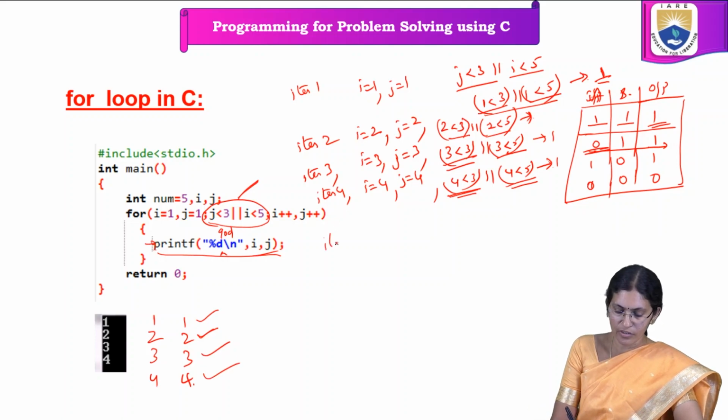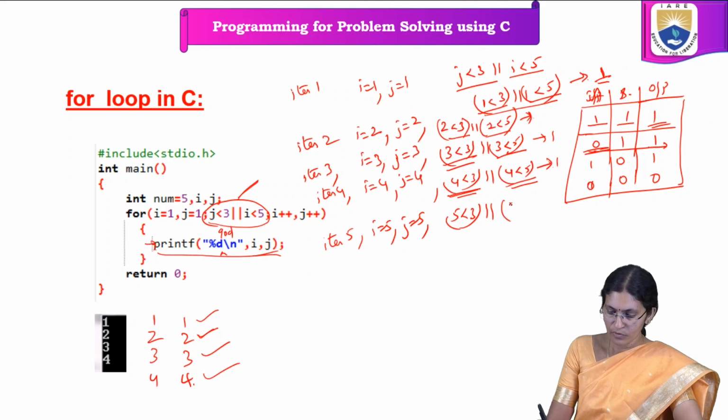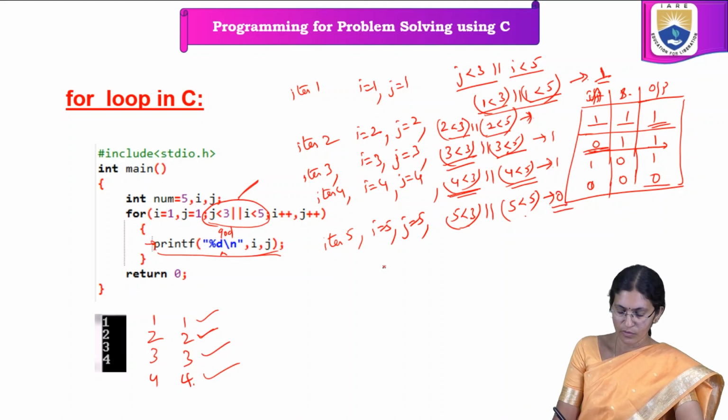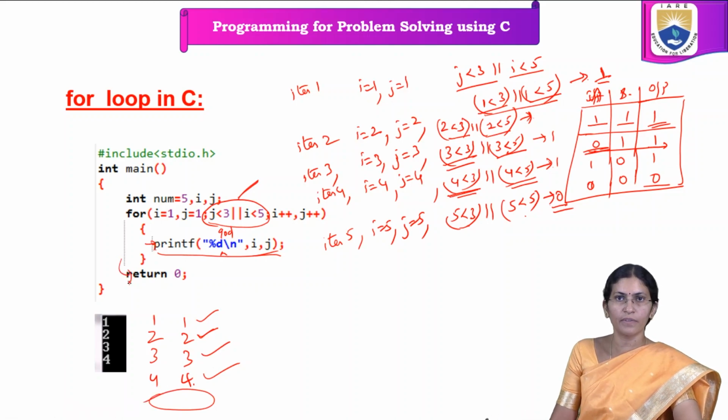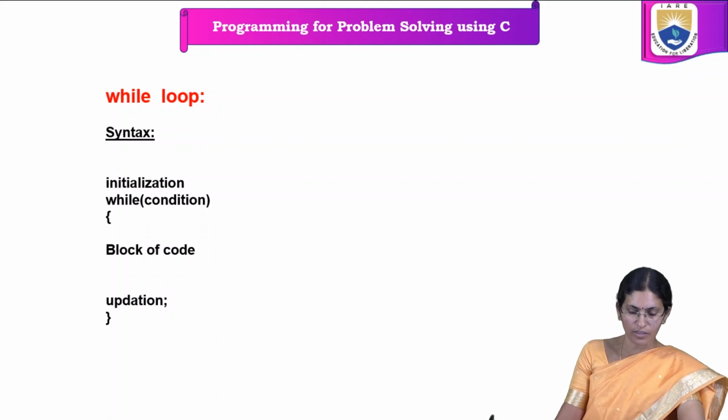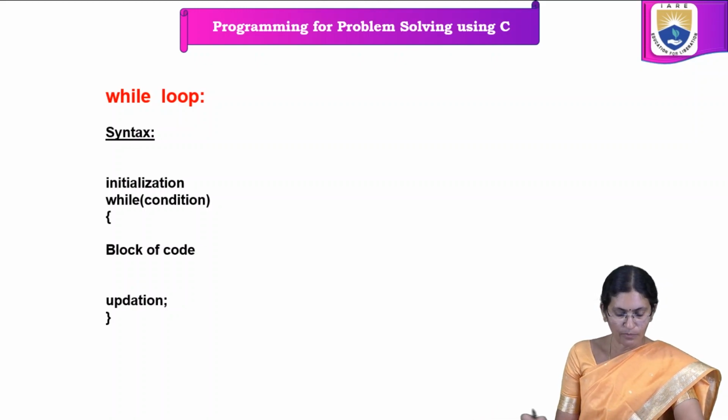Now in the next iteration, iteration 5, i is equal to 5 and j is equal to 5. So 5 less than 3 is false, and 5 less than 5 is false. So 0 or 0 will correspond to 0. So the output of this is false. Therefore this line will not be executed, and the control will come out of the for loop. In this way we can understand the use of for loop with the help of programs.